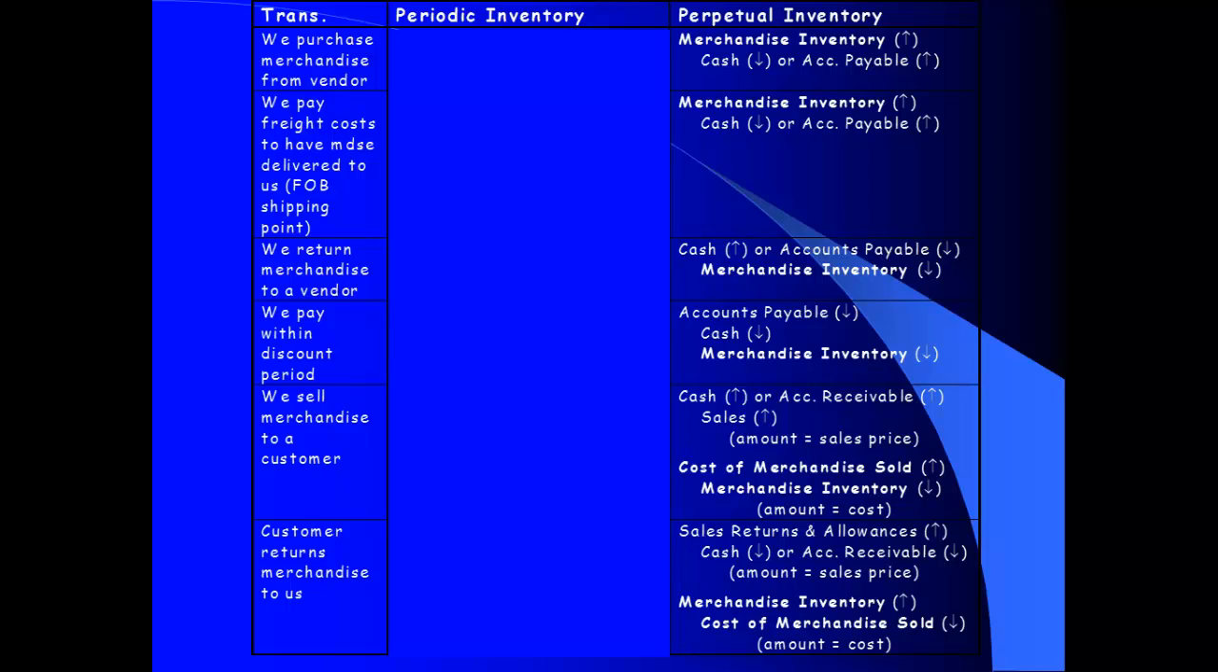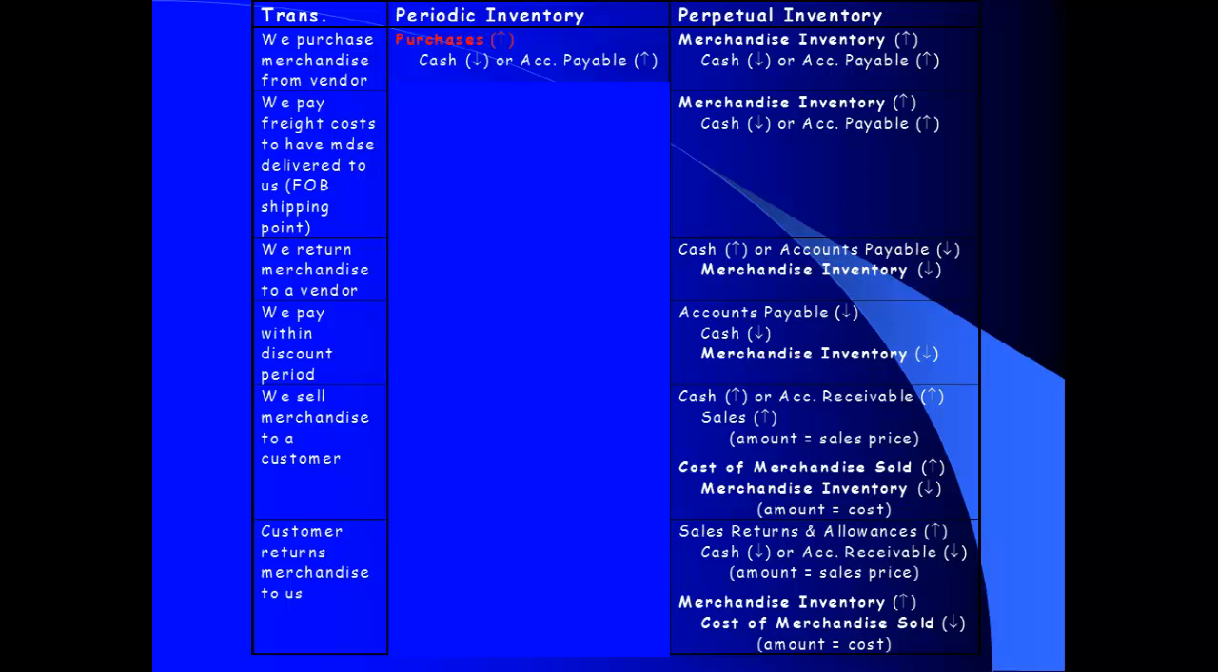Let's compare our journal entries. Now, I put the ones for the perpetual inventory system up there. I'm going to mention how they're going to look in periodic, and you're going to see we have lots and lots of new accounts. When we buy merchandise from a vendor, we don't debit merchandise inventory. We debit a new account called purchases.